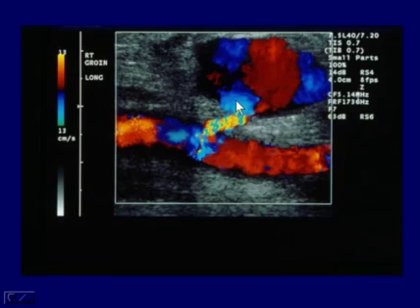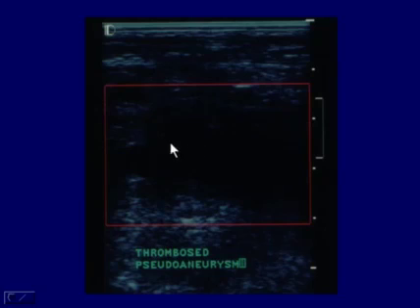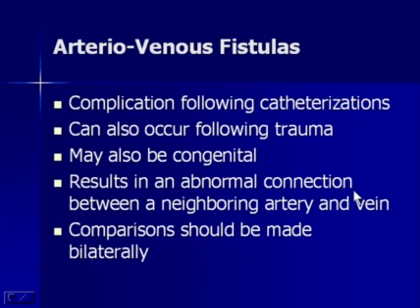pseudoaneurysm sac. Now, years ago, we could use ultrasound to help treat these patients and compress those sacs and get them to thrombose, but that was really a challenge both for the technologist and the patient. So now we primarily use thrombin injection, where under ultrasound guidance a needle is placed and thrombin is injected. We will watch the thrombus occur before our eyes. When we're all done, we see nothing. We see no color flow and a thrombosed pseudoaneurysm.